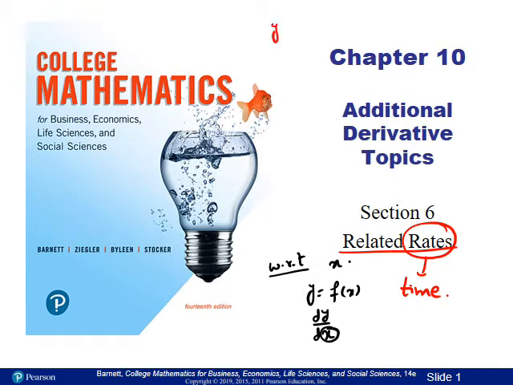For example, if you are given y equals x plus z, we will take its derivative with respect to t, so it will become dy by dt equals dx by dt plus dz by dt.